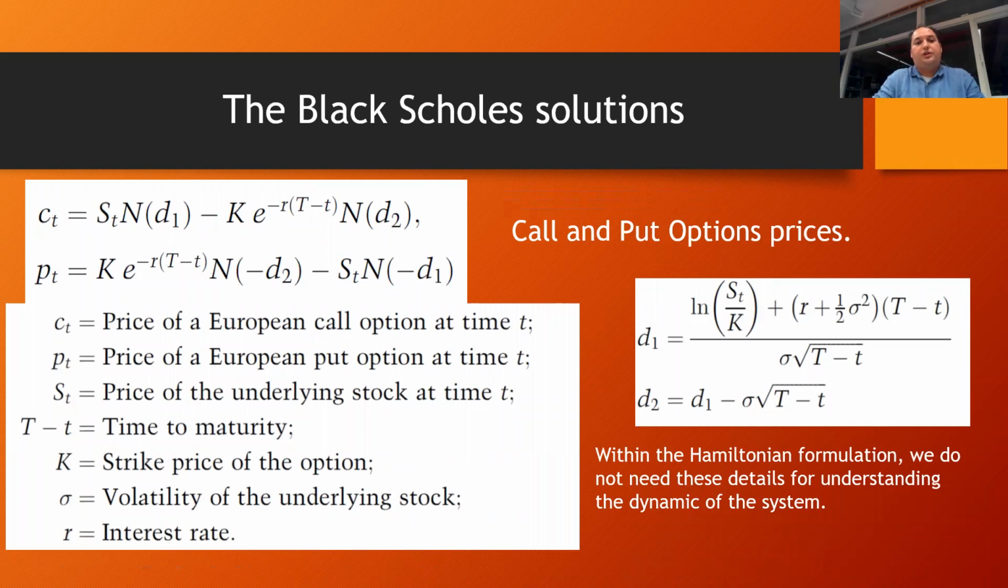These are the Black-Scholes solutions. I will not mention all the details. I will just mention quickly that C is the price of a call option, and PU is the price of a put option. A call option is when you have the right to sell in the future. You make a contract today, and you agree to sell that contract in the future at a predetermined price.